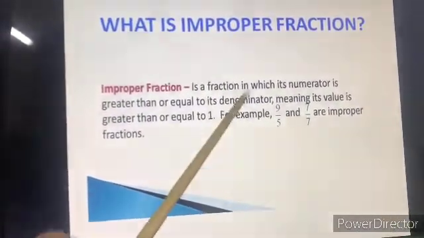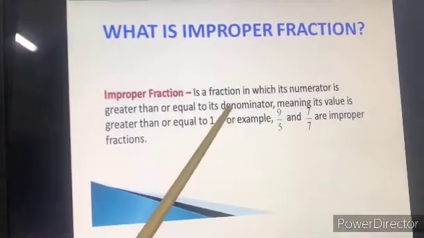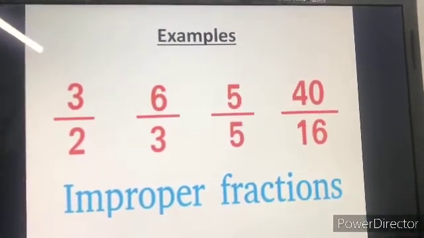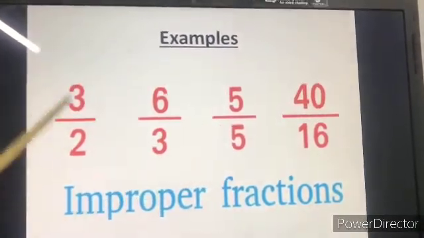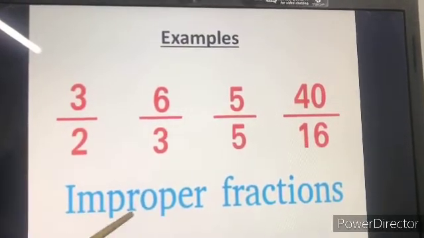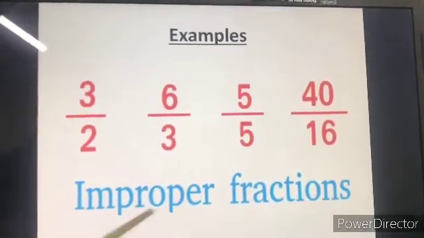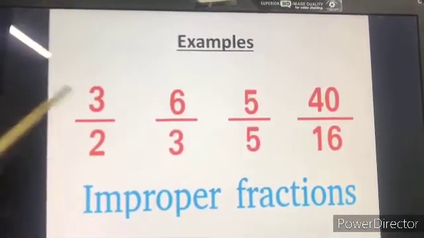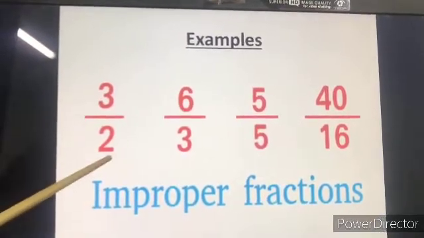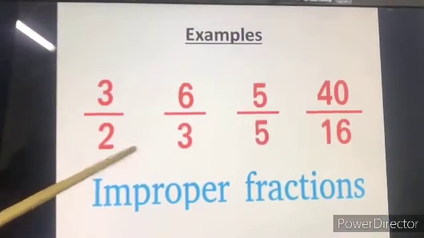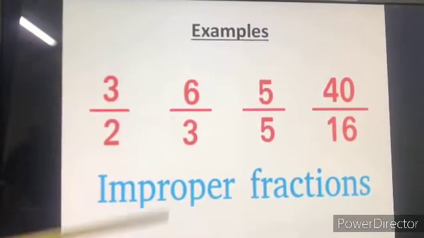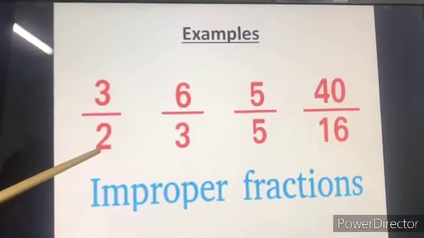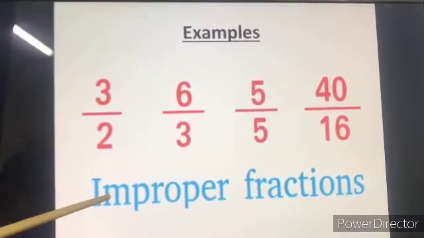Now I'll show you how it happened. I'll show you a few more examples first, and then we will see how. As we went through the examples of proper fractions, now we have a few examples of improper fractions. What is an improper fraction? Where the top number is greater than the bottom number. That will be the improper fraction, meaning the numerator is greater than the denominator.